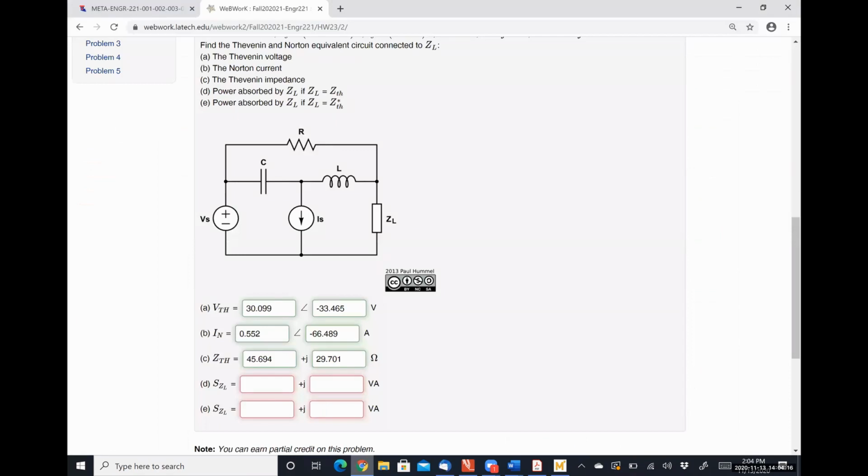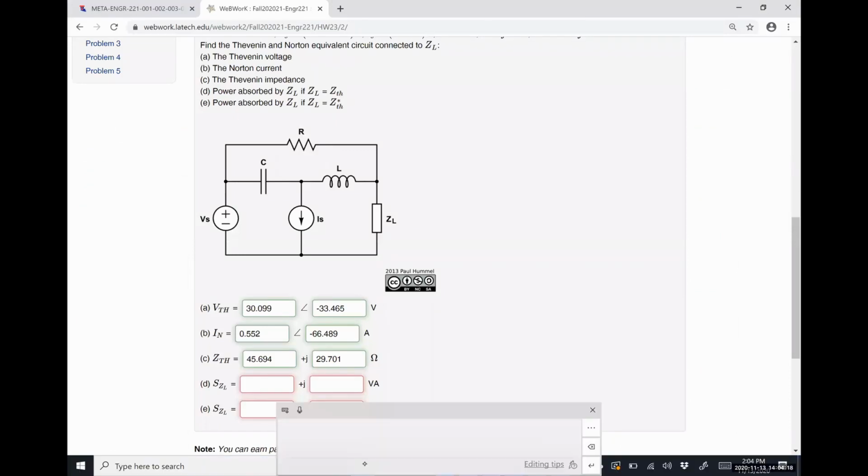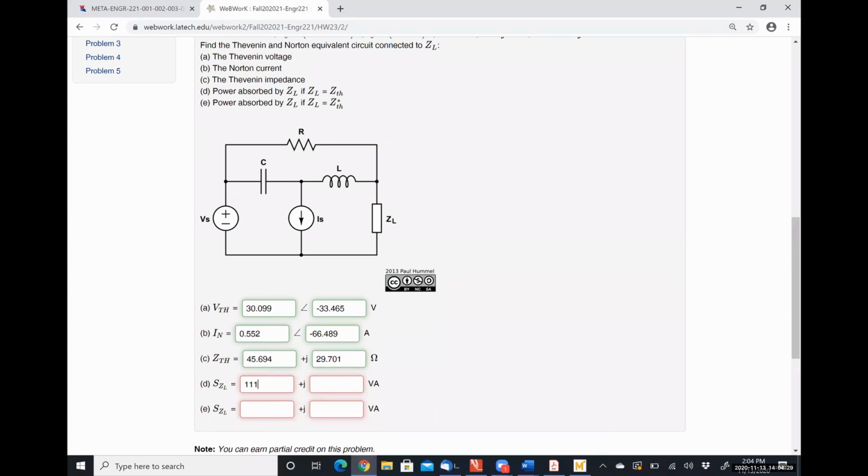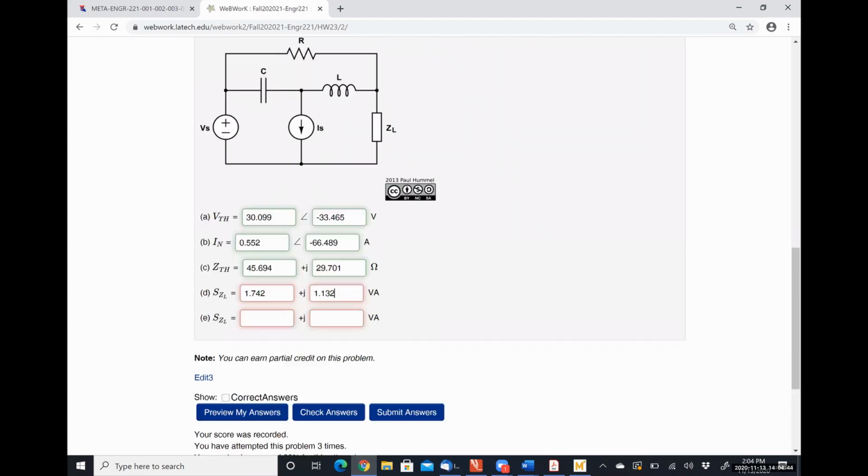All right, so keyboard back. 1.742. That is not a period, that was a comma. This is in Europe. Let's see.